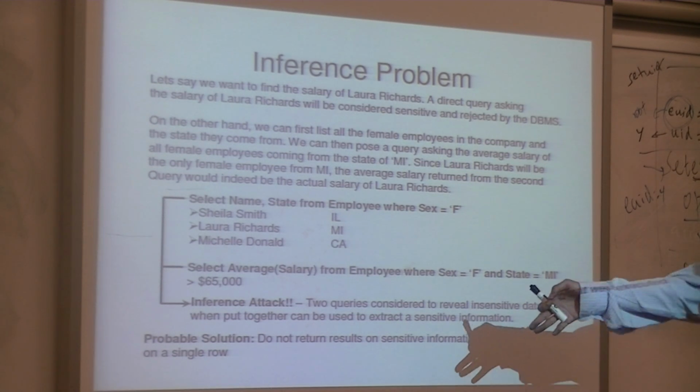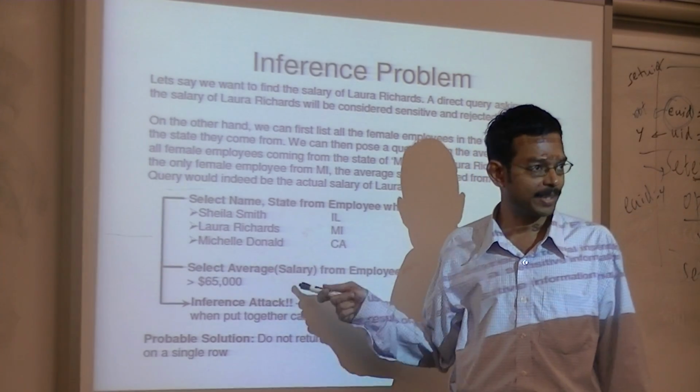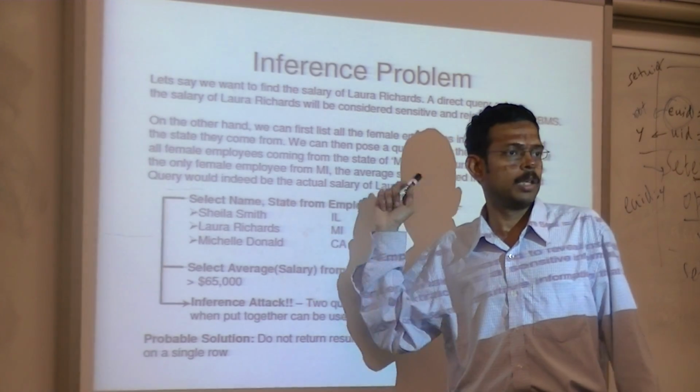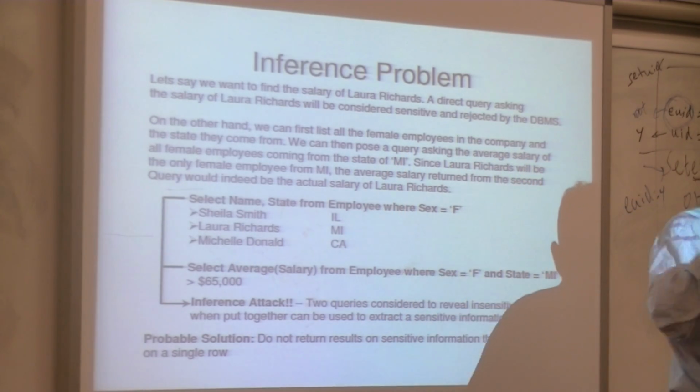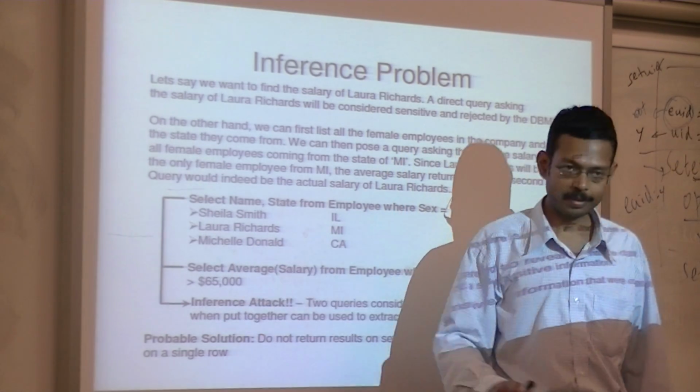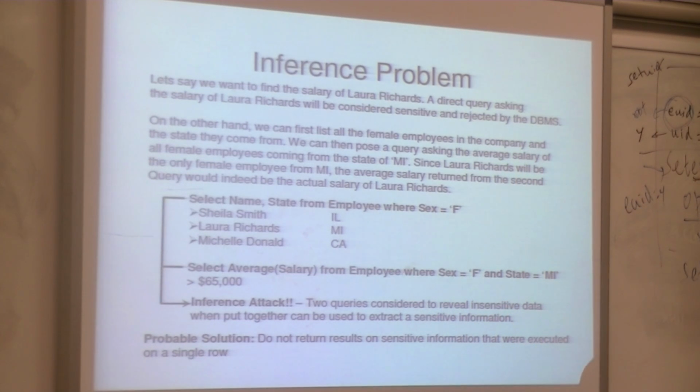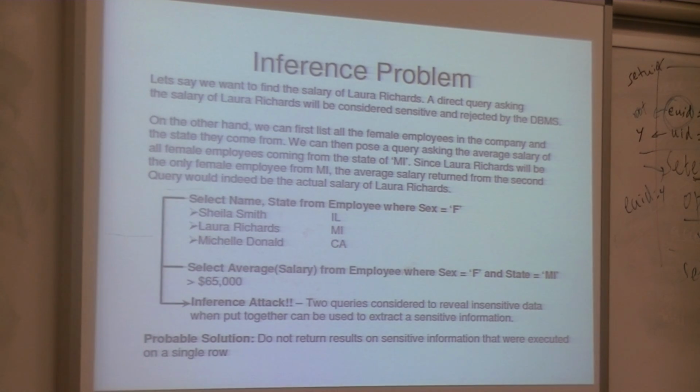It appears to be more general information, right? You're calling average salary, name and state, all these appear to reveal only general information. But when you put together all those things, you can really infer the salary of a particular user. So you have to really study the database using some queries and then try to put together the information. So how to prevent this?